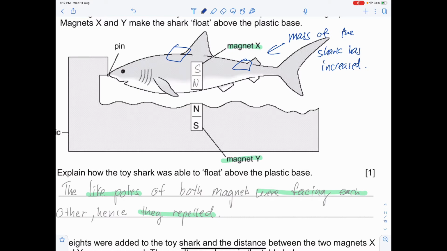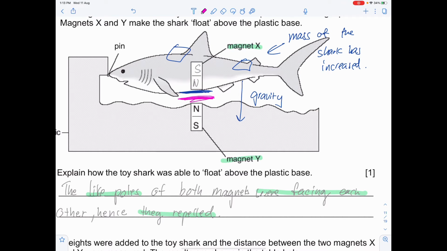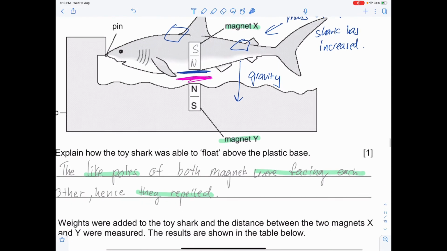Because it has increased, you will also realize that the gravitational force acting on the shark will also have increased, because a greater mass leads to a greater amount of gravity. So your gravity force is pulling the shark downwards. At first, it is at this level here. After you add in the mass, it will go further down, and your new level may be somewhere here. So your shark lowers a bit. What happens from here to here is that your gravity overcame the repulsion force of your magnets.